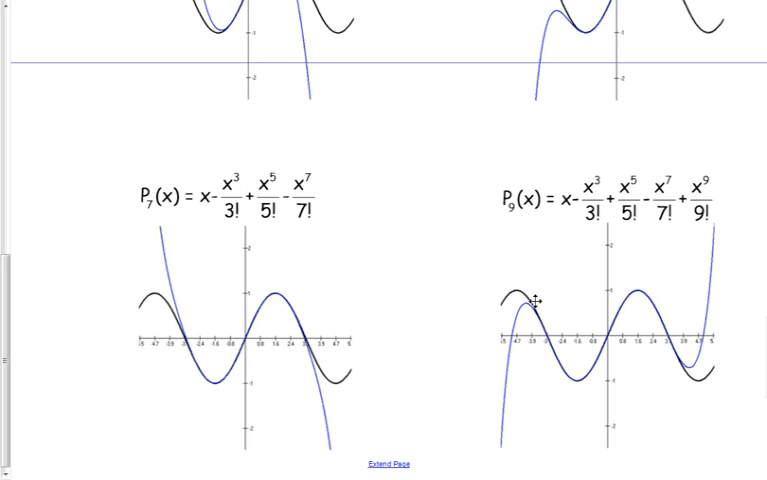I mean, if we didn't see where they separated, that would look like one curve, wouldn't it? So it's a very good approximation for x values between about negative 3.9, so almost negative 4, to positive 4. It's a very good approximation to the sine function. Wow.